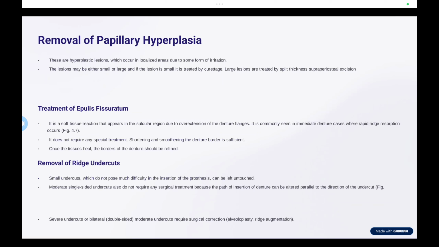It does not require any special treatment. Shortening and smoothing of the denture is the better option, and refining the denture border will be sufficient. Once the tissues heal, the borders of the denture should be refined.